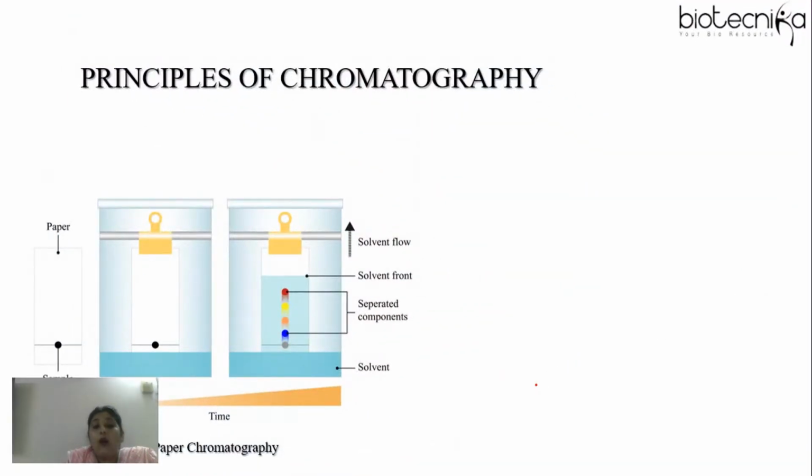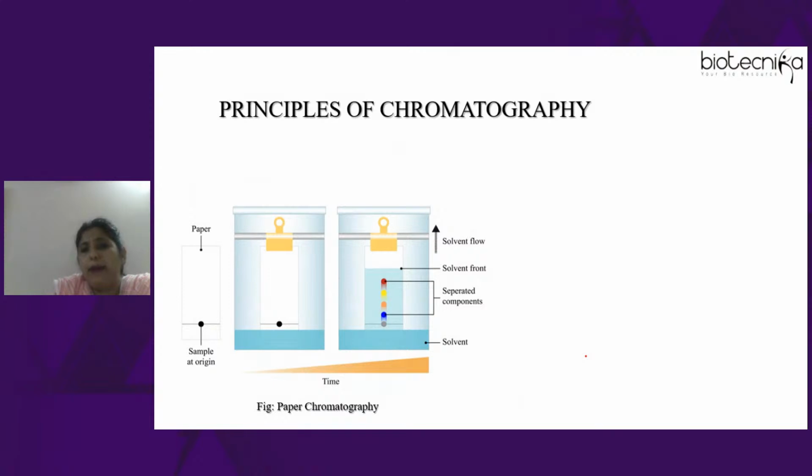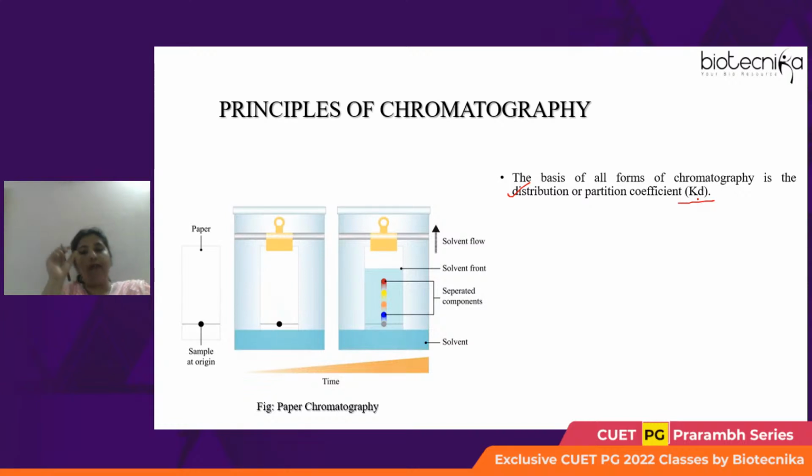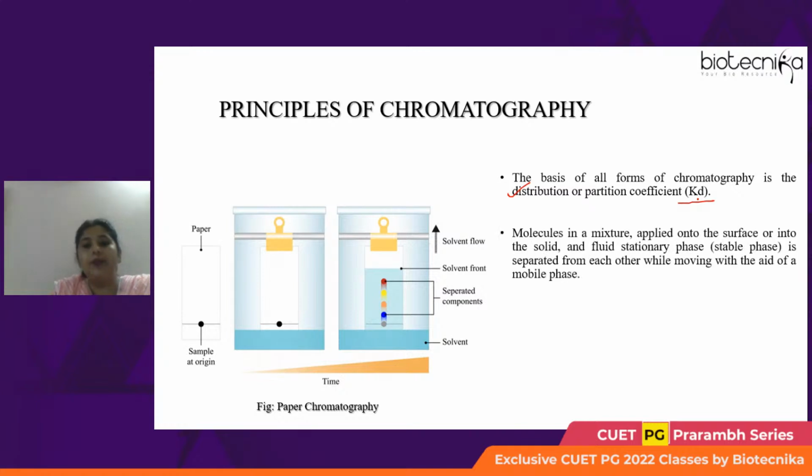Now coming to the principle. What is the principle of chromatography? Always remember that the basis of all forms of chromatography is the distribution or partition coefficient. So you have to be familiar with this term, okay? Distribution or partition coefficient. So what is distribution or partition coefficient?